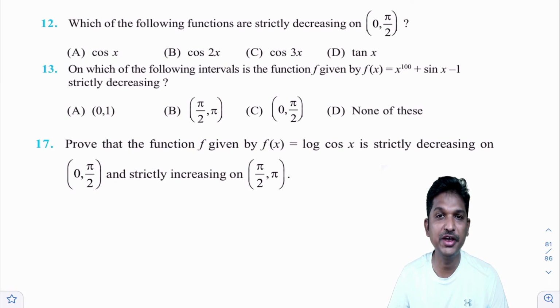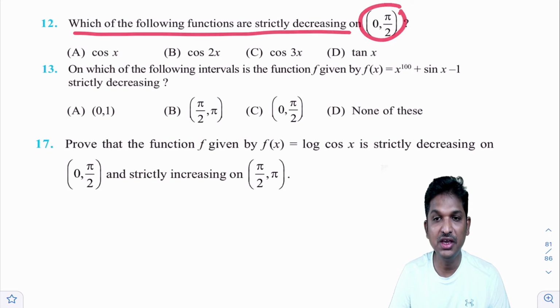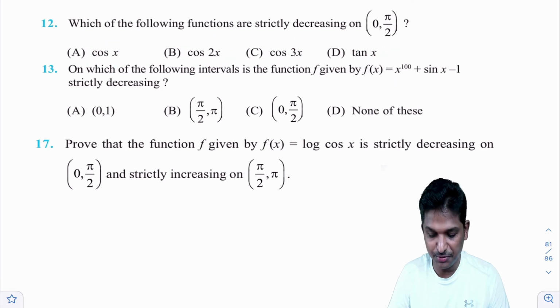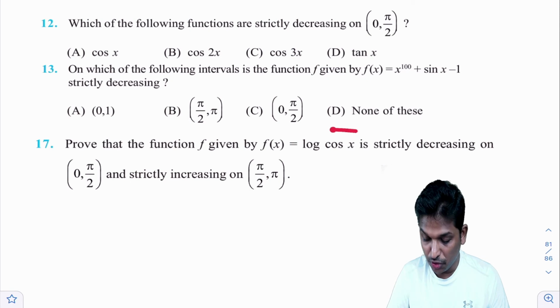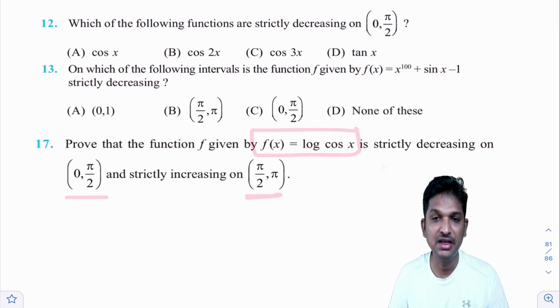In today's class, we are going to do these 3 problems. You observe what is this question. Which of the following functions are strictly decreasing on this interval? Here they given 4 functions. Now, which of the following functions are strictly decreasing on this given interval? And you observe the next question. This function is strictly decreasing on which interval? Which of these intervals this function is strictly decreasing? And prove that this function is strictly decreasing and strictly increasing on particular intervals. These are the problems we are going to do in today's class.